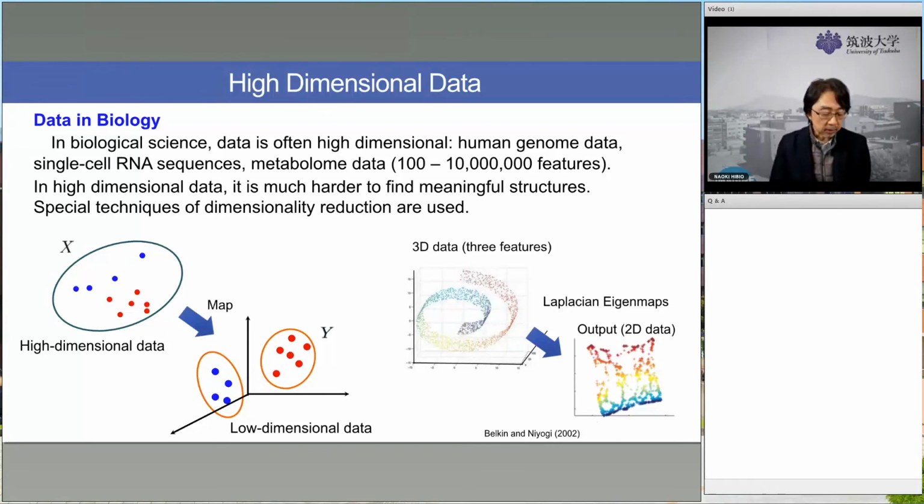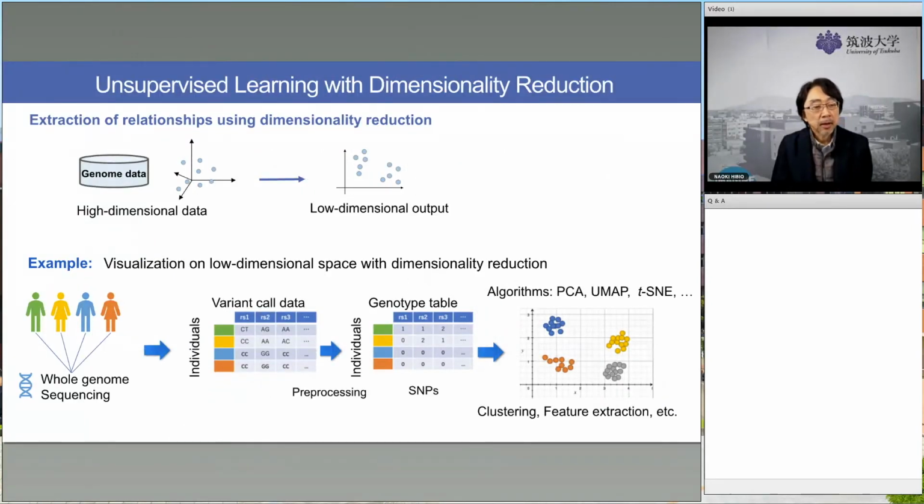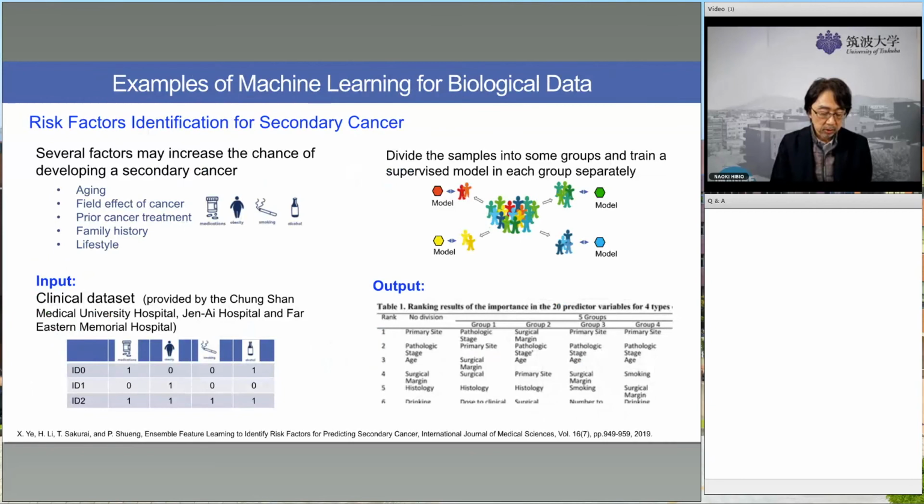In biological science, data is often high dimension, such as human genome data, single-cell RNA sequence, metabolic data, and so on. And sometimes it can reach more than 10 million features. And in high-dimensional data, it is much harder to find meaningful structures. Special techniques of dimensionality reduction are used. And here is an example of how dimensional reduction can be used to extract genome type from gene variant data. And like this figure, from genome data, we can extract some groups from SNP data.